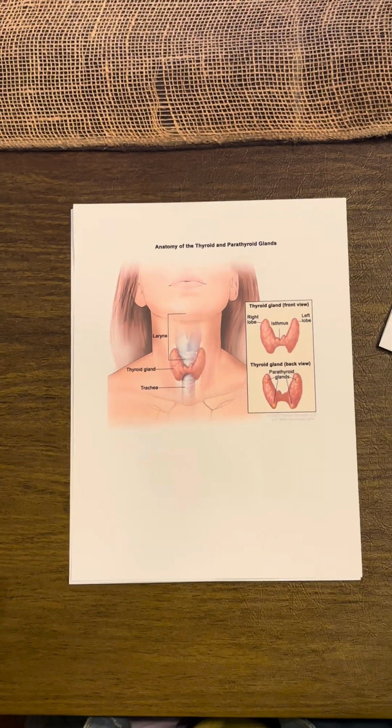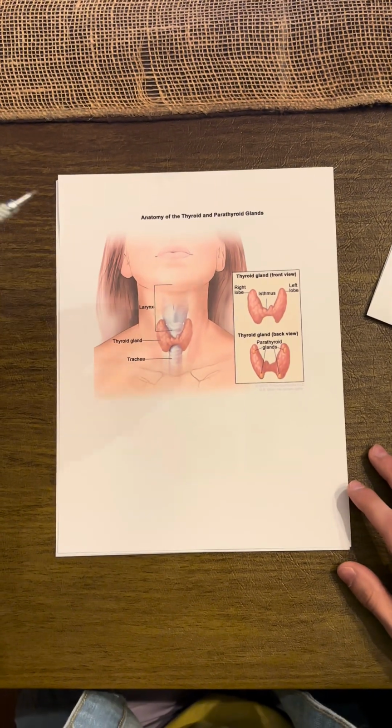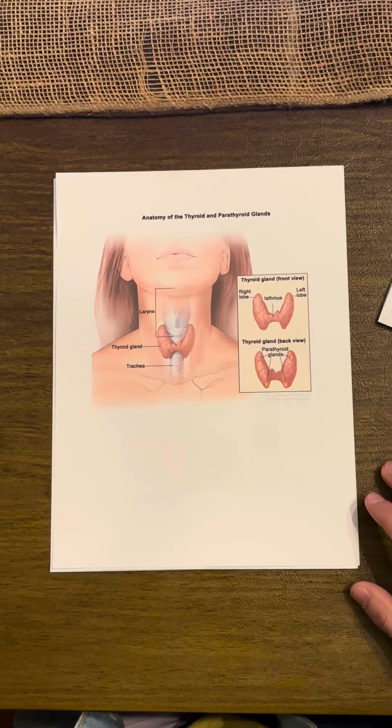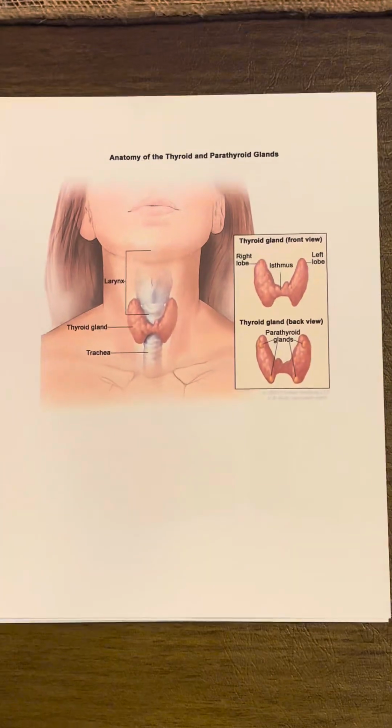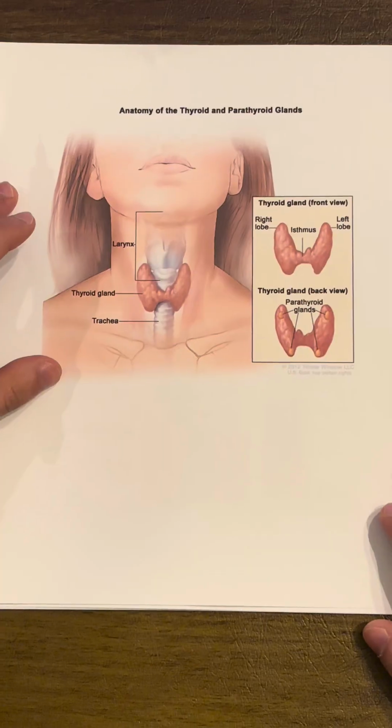Okay, so today we're going to be going over the thyroid gland, parathyroid gland, how thyroid hormone is actually made, what thyroid hormone actually is, and then what it's going to do in the body. So let's start with the basic anatomy.